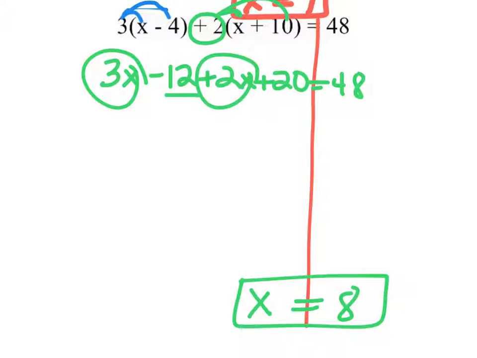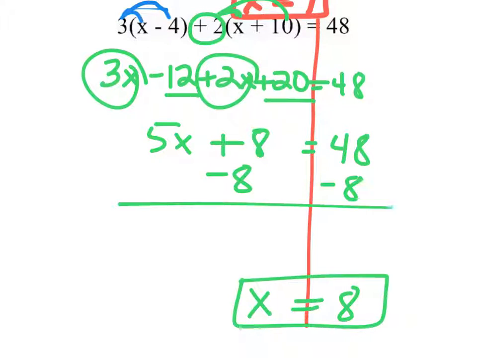Okay, I'm going to check your work with how I did it. I'm going to circle my like terms, mark them up. I get 5x plus 8 equals 48. Then I subtract 8 and rewrite my equation, which would be 5x is equal to 40. Then I divide by 5, and that's how I get x equals 8.